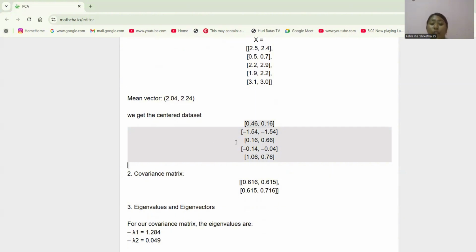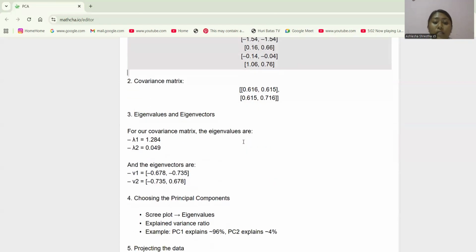Here, which is shown here. And centering is very important because PCA works on variance, and variance is always measured relative to the mean. And first, in step 2, we compute the covariance matrix.